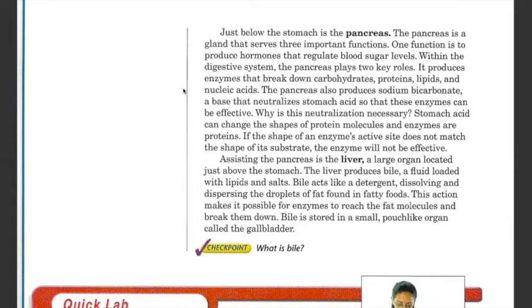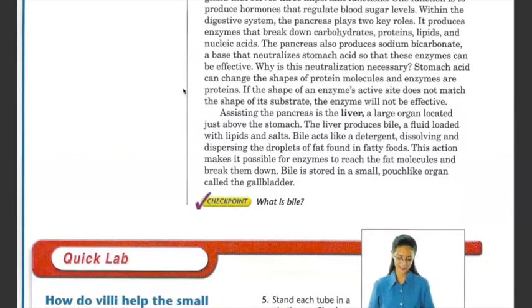Assisting the pancreas is the liver, a large organ located just above the stomach. The liver produces bile, a fluid loaded with lipids and salts. Bile acts like a detergent, dissolving and dispersing the droplets of fat found in fatty foods. This action makes it possible for enzymes to reach the fat molecules and break them down. Bile is stored in a small pouch-like organ called the gallbladder.